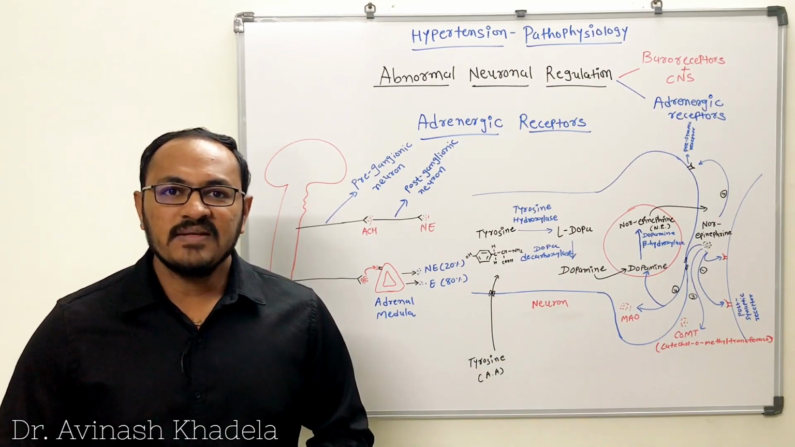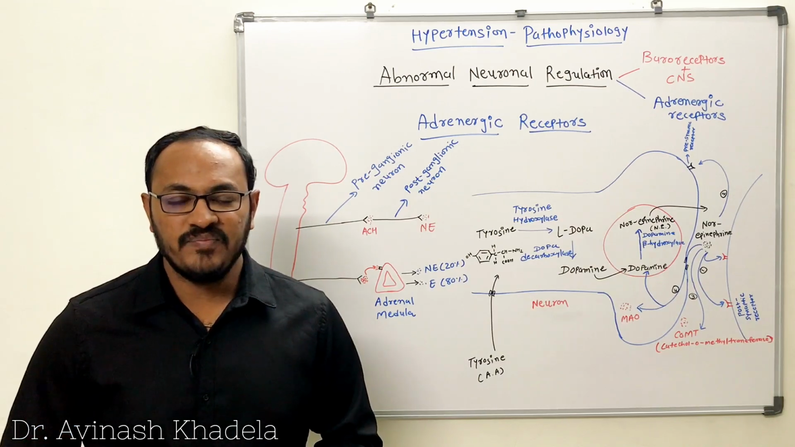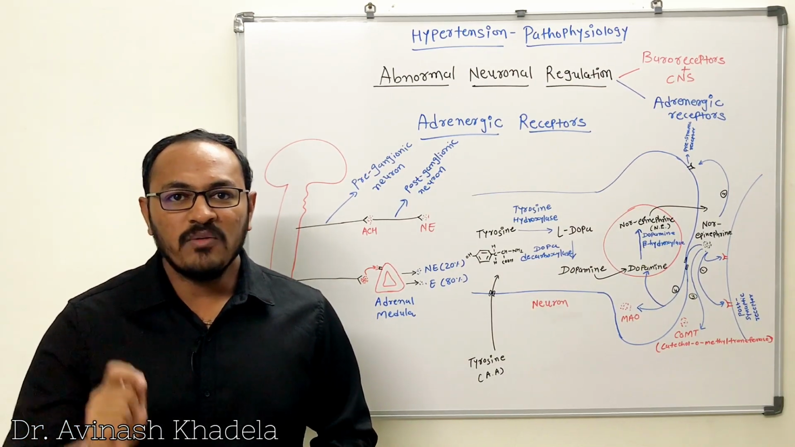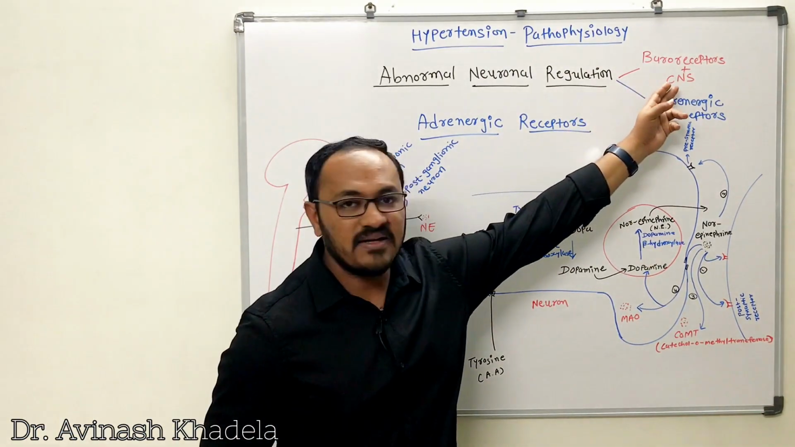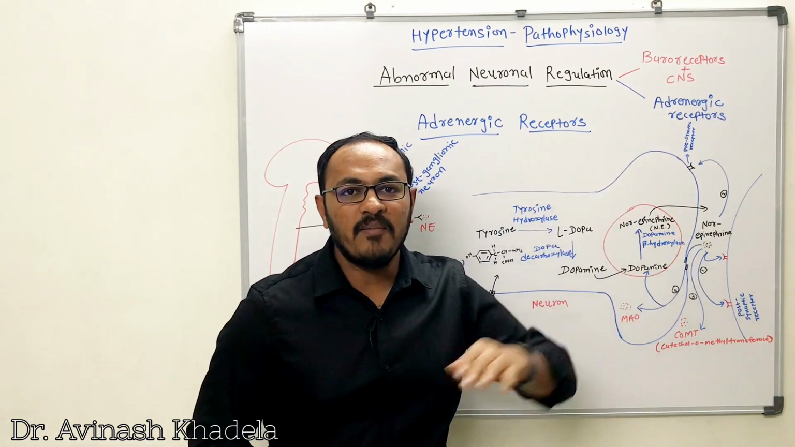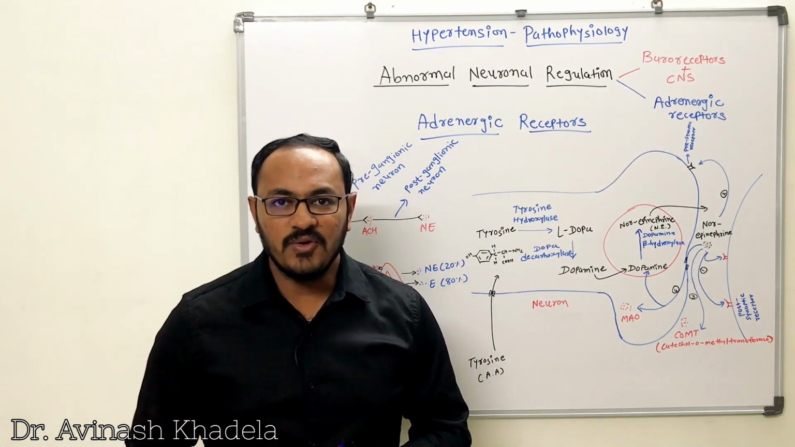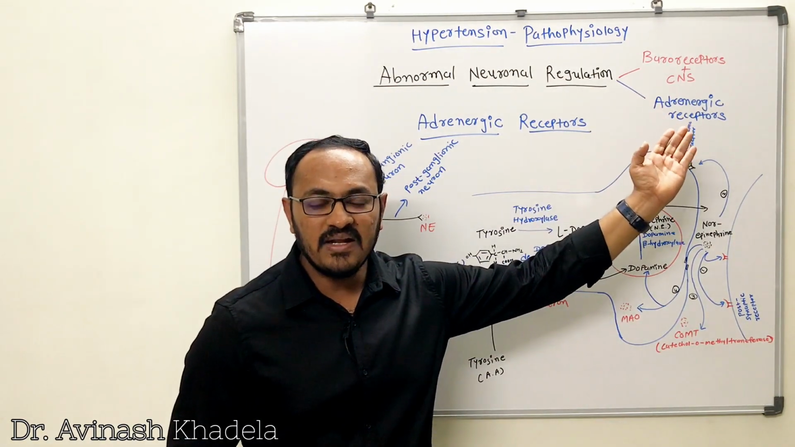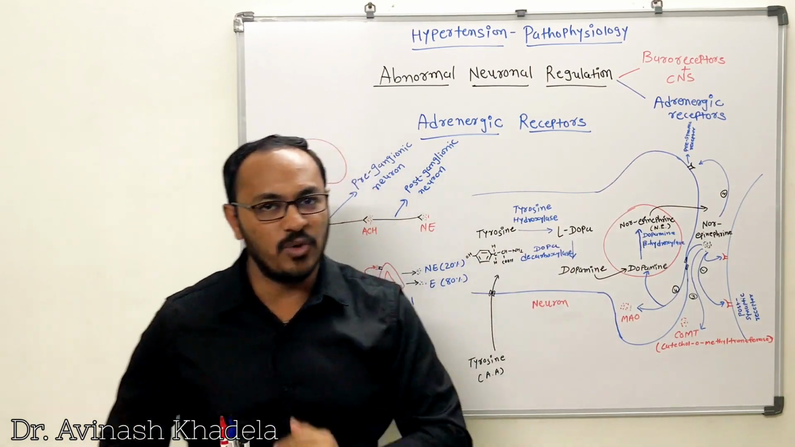Today we will be discussing abnormal neuronal regulation. In the previous video we had discussed baroreceptor and central nervous system mediated blood pressure regulation. Today in this video we will be discussing adrenergic receptor and adrenergic hormone mediated neuronal regulation.